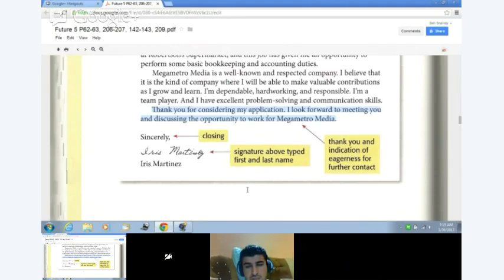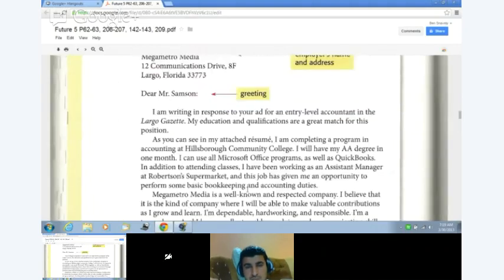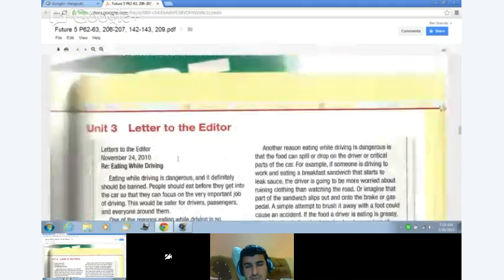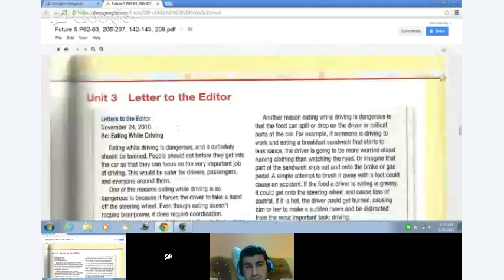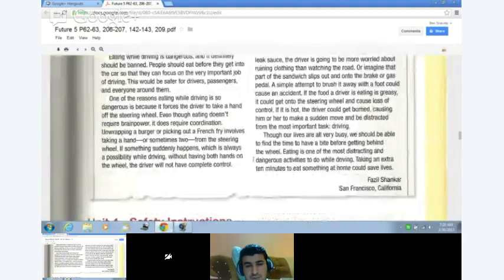And this example right here is a cover letter for a resume. But you do the same thing for a letter to an editor. So he wrote letters to the editor, he wrote the date, and he wrote the subject. Now here he's writing an email, so he did not need to put the person's information, and he didn't need to put his information. But as you can see, he did put his name and where he came from.